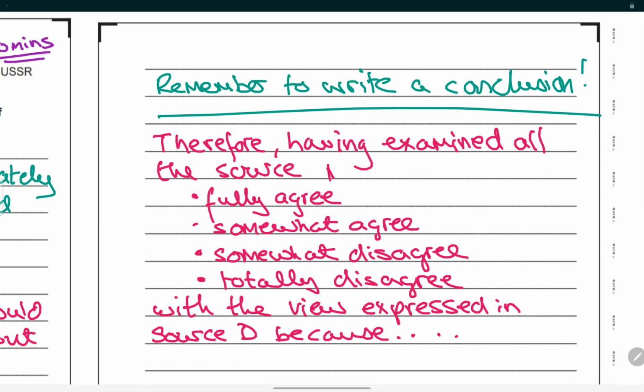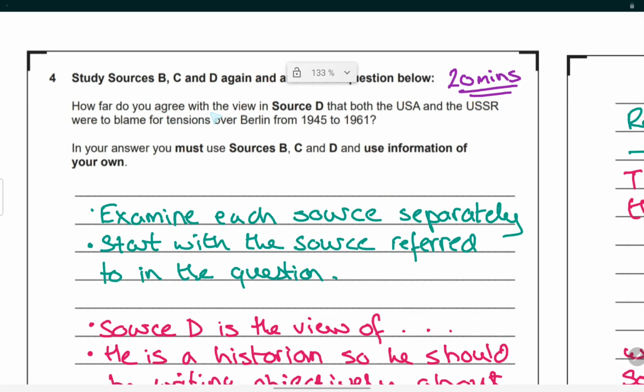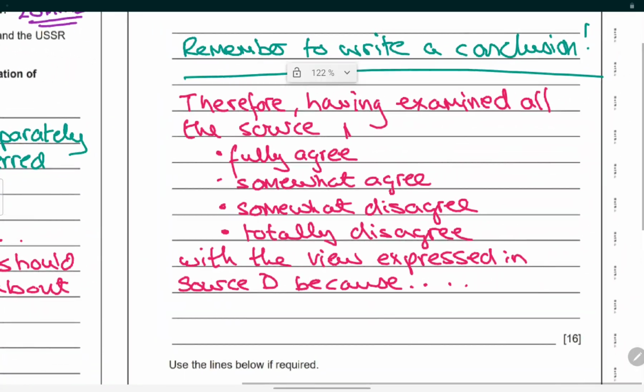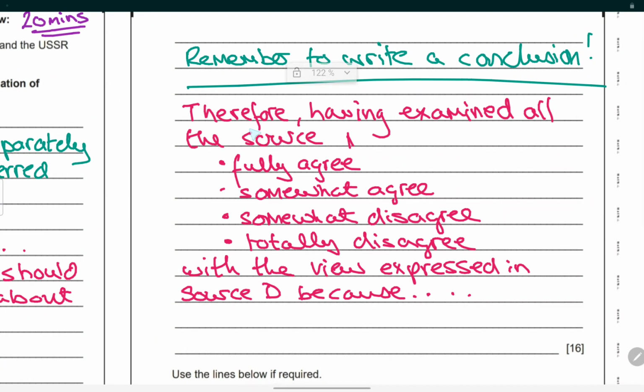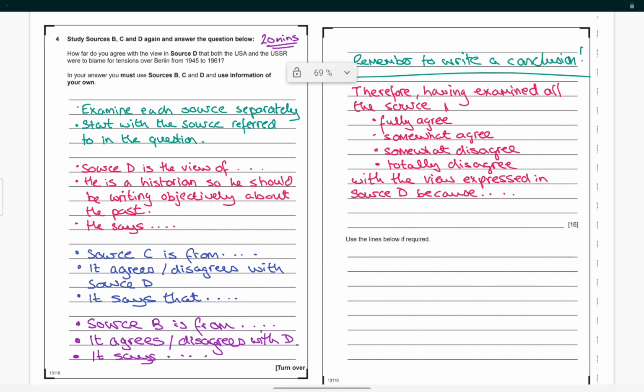Then, remember, write a conclusion. Having looked at all the sources, you need to arrive at a conclusion because your question is asking, how far do you agree with the view? Okay, so it's asking you how far you agree with the view. So you should end with something like this. Therefore, having examined all the sources, I fully agree, somewhat disagree, totally disagree with the view expressed in source D because, and there you give your own opinion then about why, what you think about the topic that's being discussed. Okay, guys, I hope that is useful.